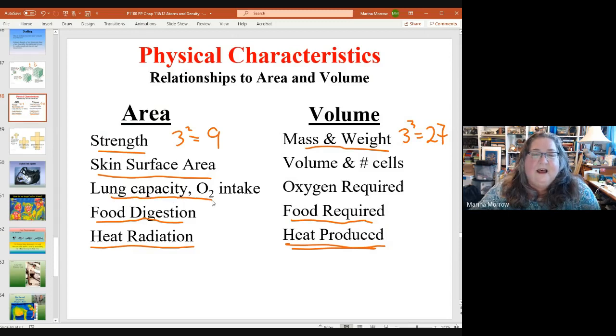Lungs, the surface area of it is what takes in the available oxygen, but how much oxygen you need depends on how much metabolism is going on. So how many sugars you are burning in your body. And so again, the volume would be 27 times greater, so you need 27 times more oxygen because each cell needs some oxygen, but you may only be taking in 9 times as much.